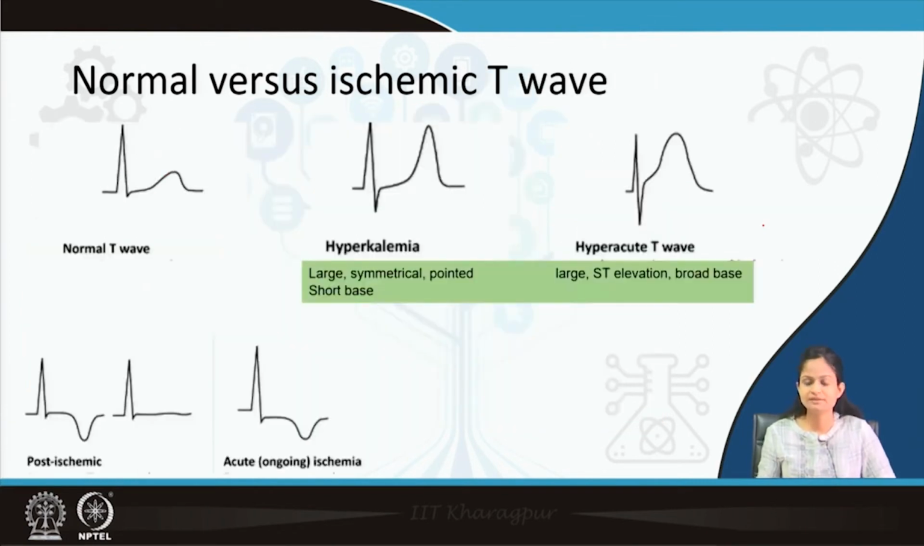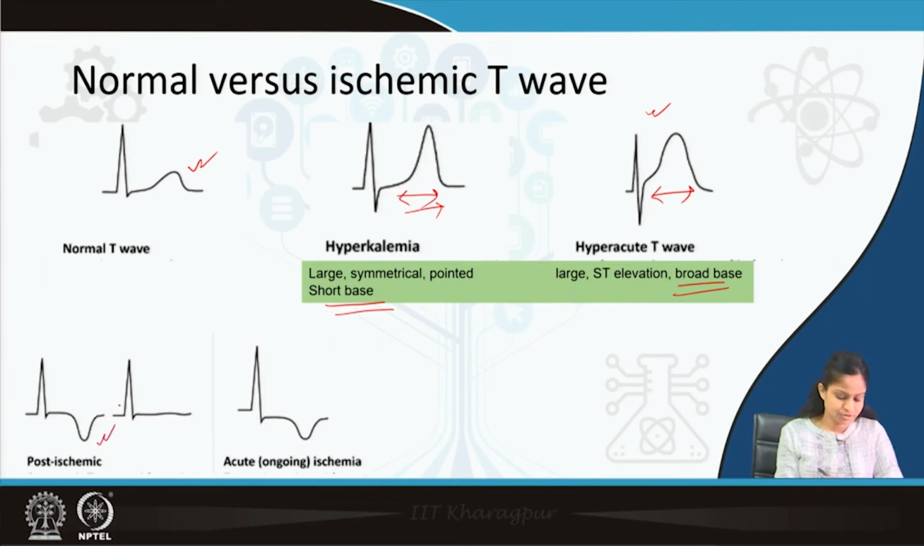Now, we will come to the normal versus ischemic T wave pattern. This is the normal T wave pattern. In case of hyperkalemia, generally we get tall T waves. Tall T waves are also present in case of ischemia, hyperacute tall T waves. The difference is there has to be some STT changes in case of ischemia, and we get to see a short base in case of hyperkalemia. In case of ischemia, we get to see a broad base in the T wave.